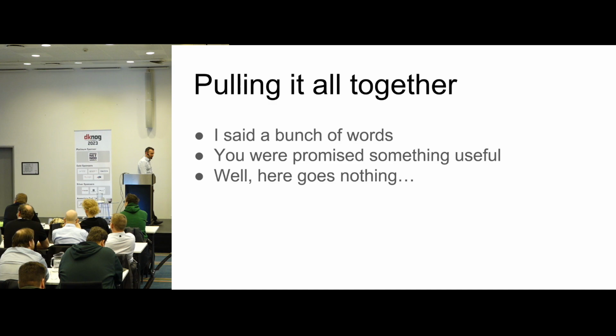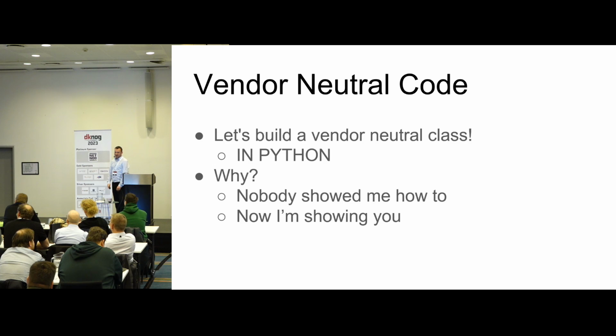So, putting it all together, what I'm talking about, I mentioned a bunch of things. Hopefully, something's going to be useful here. So, let's take a quick example of how to build vendor-neutral code. And this is a wonderful follow-on from the previous presentation, because I am just about to make all the mistakes that Alan told me not to make.